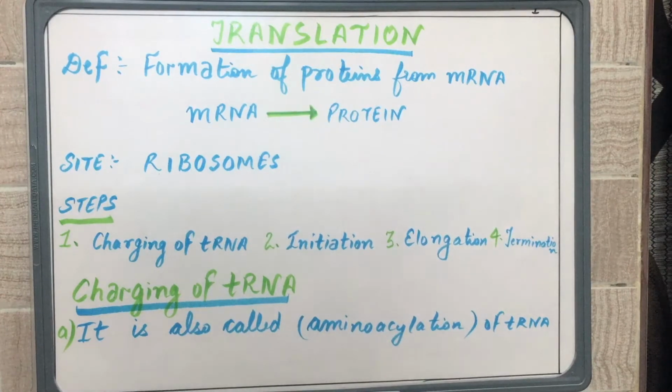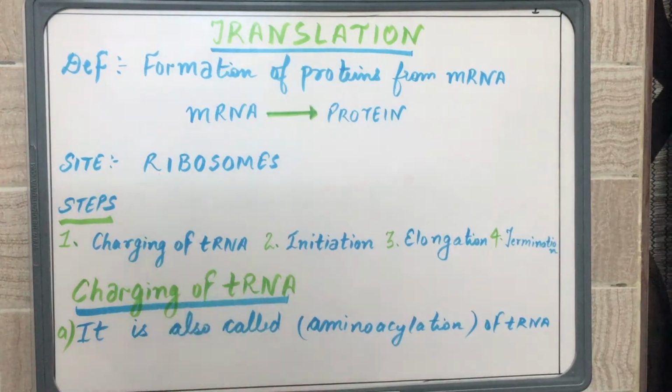Now let us look at the steps of translation. The first step is charging of tRNA. The second step is initiation. The third step is elongation. And the fourth step is termination. Now we will look at these steps one by one. Let us look at the first step, that is charging of tRNA.